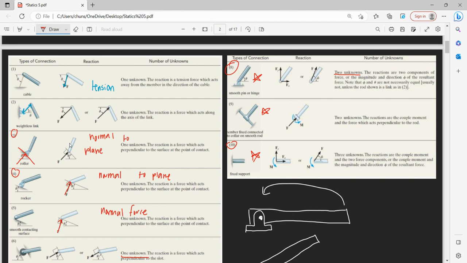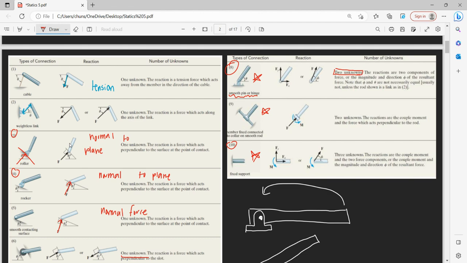Yeah, sorry. You might find that the direction of them may be different. So as we go through some questions, we'll see that directions can be flipped. But smooth pins, you'll see a lot. So those have two unknowns, right? So everything else we've covered up until this one has had one reaction.